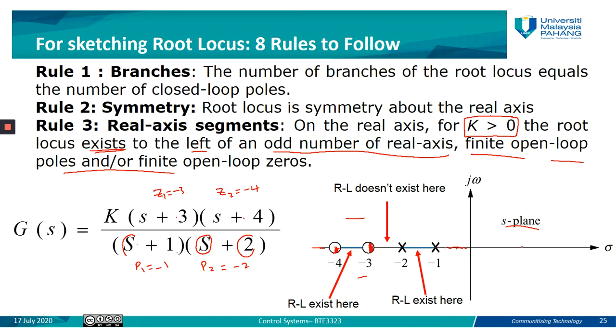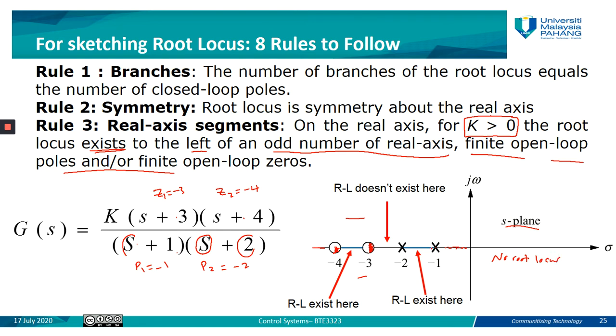Why? Because I am not on the left of any root in this area. I am not on the left of any zero. I am not on the left of any poles because there are no poles here. There is no zero. So in this area there is no root locus.